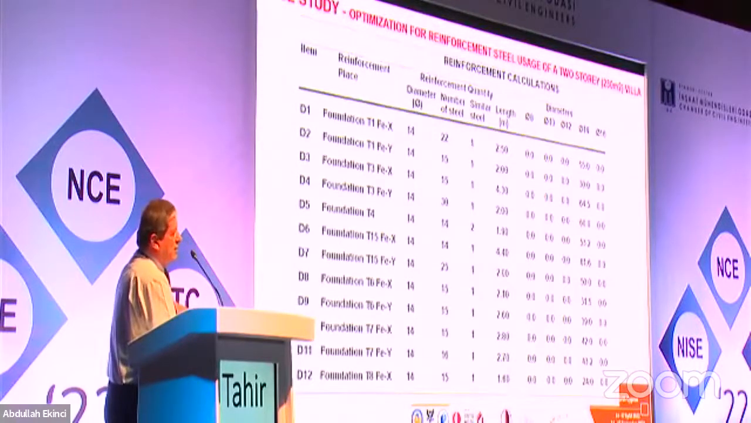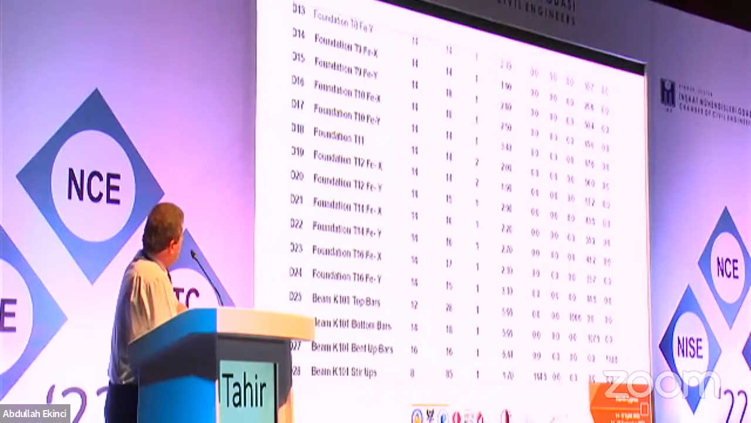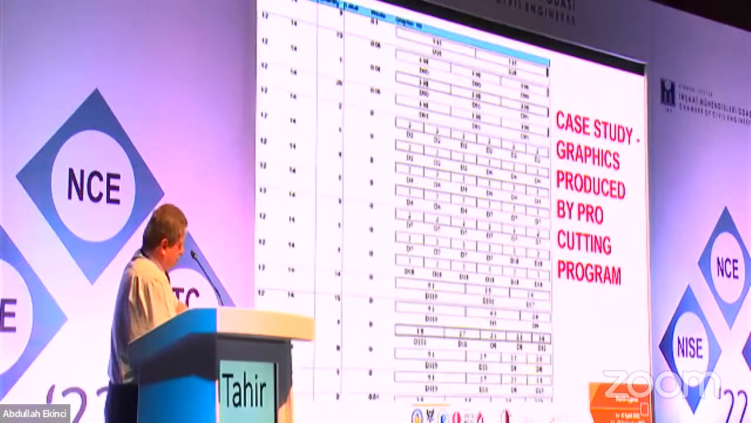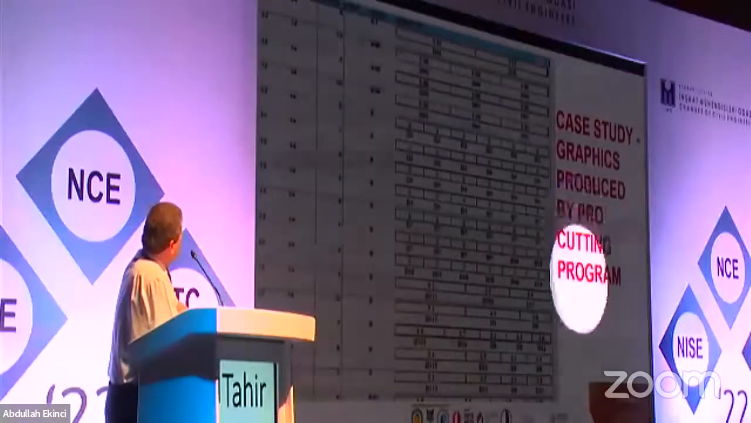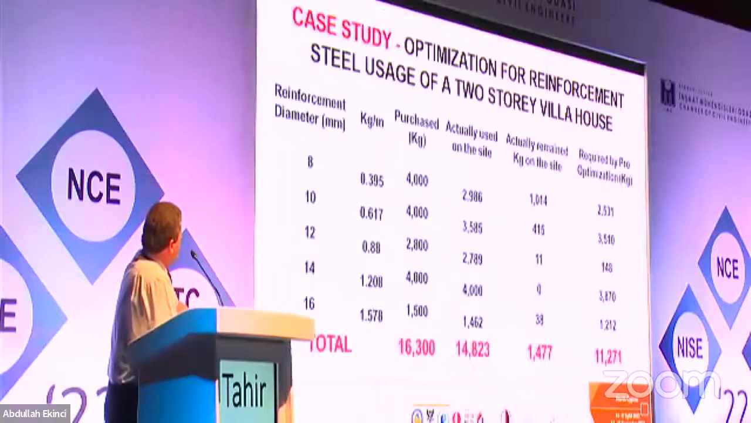Here is a case study for a construction site, a 2-story villa house, 230 square meters. It was me actually controlling this site. This is why I know all the details. We did the BOQ for reinforcement, and then this is what we obtained by applying the cutting optimization program. As you see, we have all the detail here: which diameter, how many quantity, how we will cut, etc.